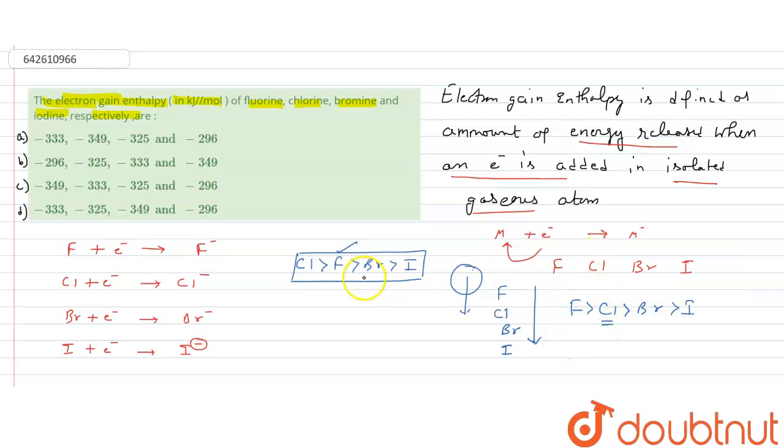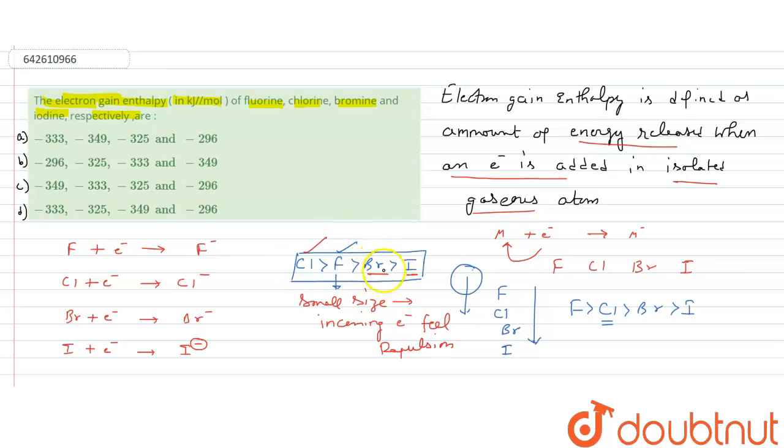The reason is that fluorine has a small size. Due to its small size, the incoming electron faces field repulsion. Due to this field repulsion, the system becomes unstable. That's why chlorine has a high electron gain enthalpy: its size is larger, so the repulsion is minimized here. While in the case of bromine and iodine, there is no such case.